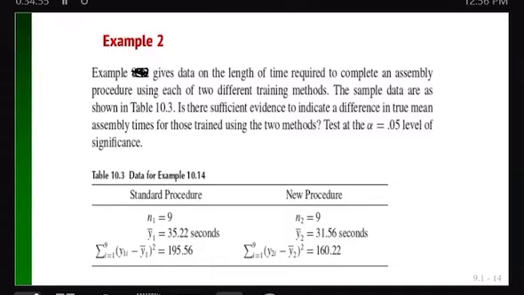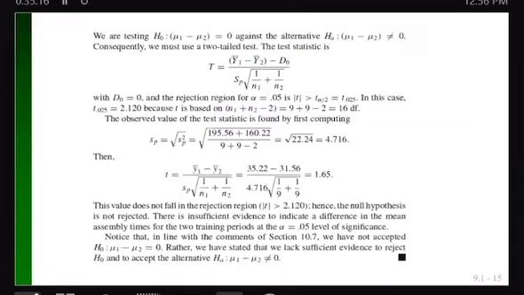Now, take a look at this question. Example: given data on the length of time required to complete an assembly procedure using each of two different training methods. The sample data are as shown. Is there sufficient evidence to indicate a difference? Look at that again, a difference. That would be two tails. Does that make sense?